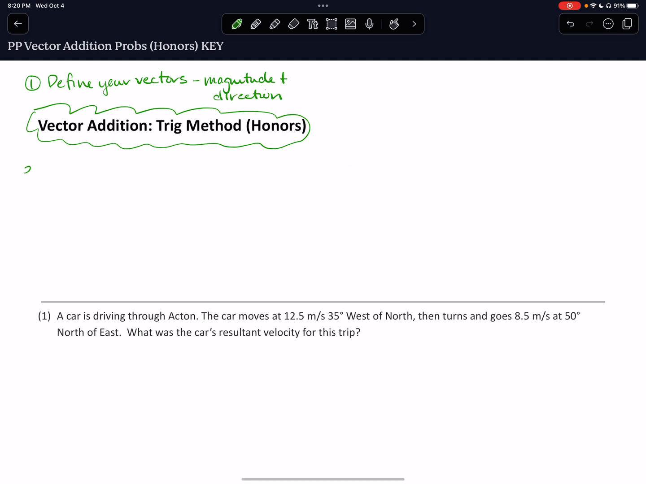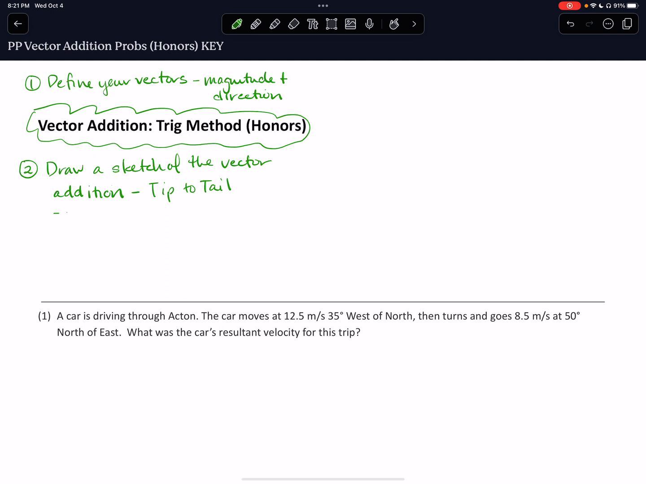All right, once I've defined them, then off to the side, I'm going to set up some axes and I'm going to draw a sketch of the addition. And remember, we talked about this in an earlier video, but when you add vectors, they need to be tip to tail. So you take the tip of the first vector and you start the second vector's tail at that tip, and you work your way through all of the vectors that you have been given.